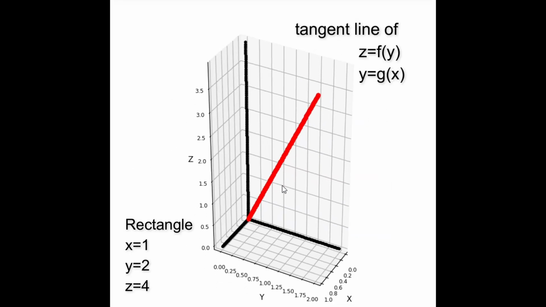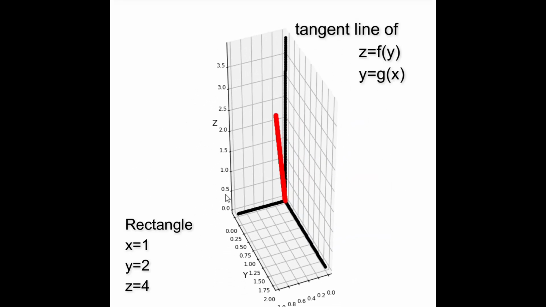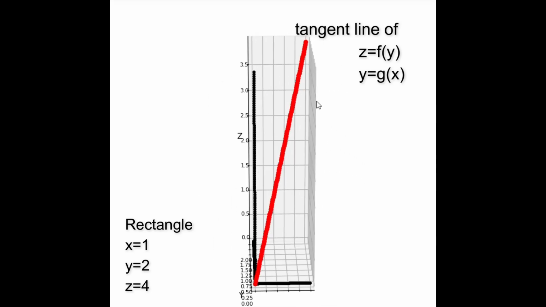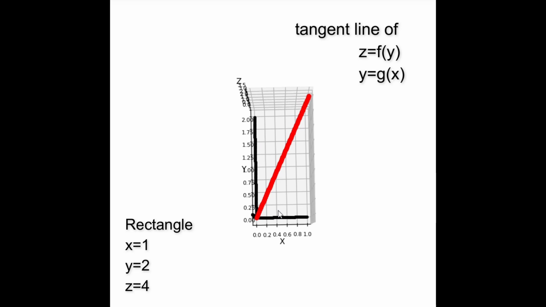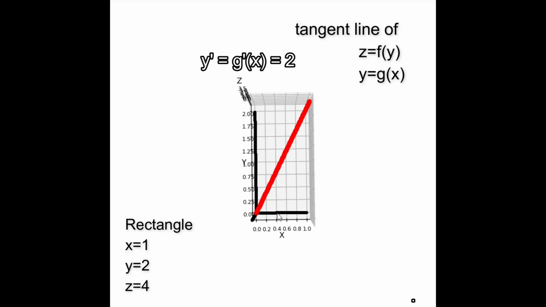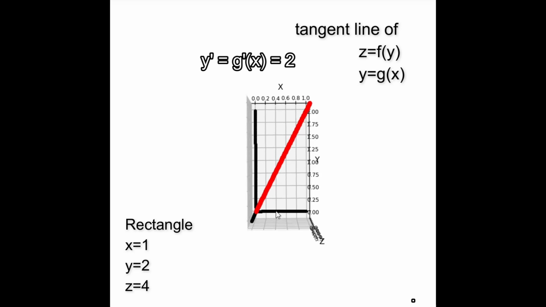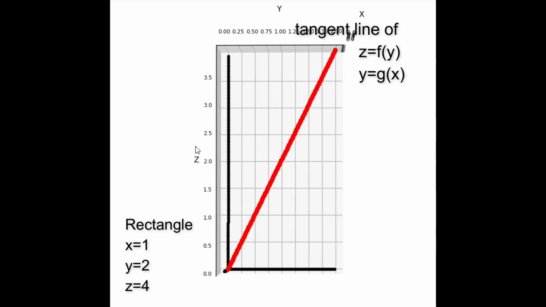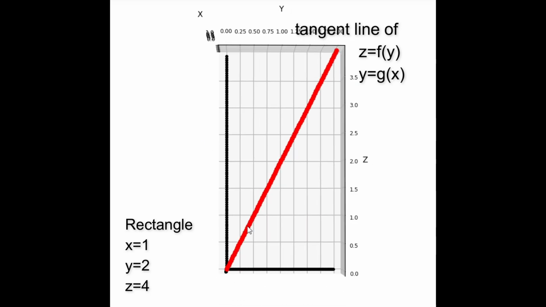Let's consider a cuboid where the side lengths are x equals 1, y equals 2, and z equals 4. First, look at the z-plane. For x equals 1, y increases by a ratio of 2. The slope is 2. This means the derivative of y with respect to x is 2. Next, look at the y-plane. For y equals 2, z increases by 4. The slope is 2. This means the derivative of z with respect to y is 2.